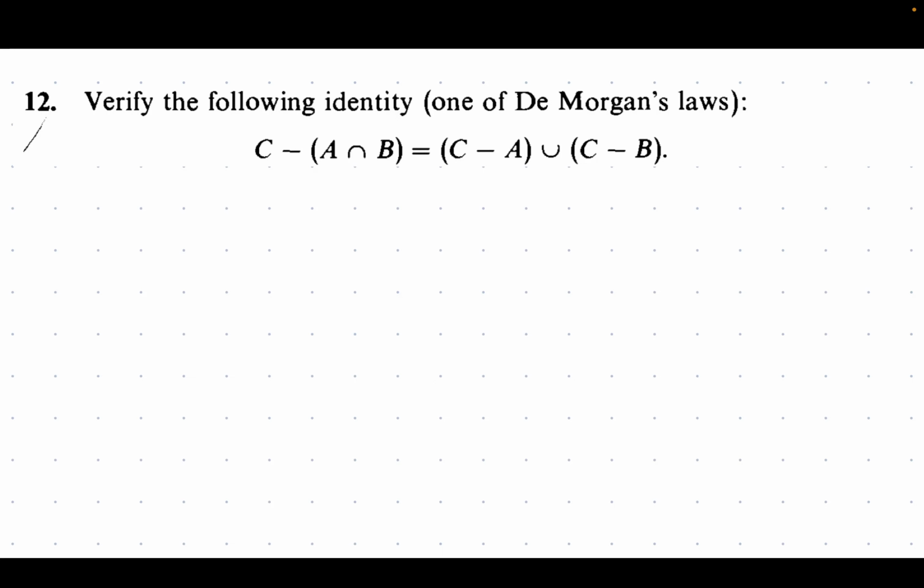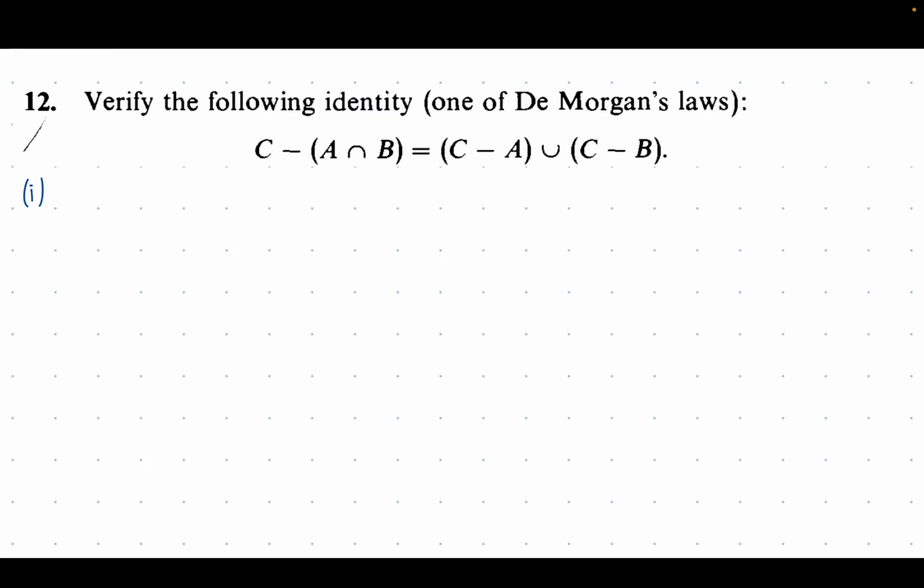Chapter 2, Exercise 12. Verify the following identity, one of De Morgan's laws. C minus A intersect B is equal to C minus A union C minus B. All right, so it's going to be our standard set equality proof. So let's get started.